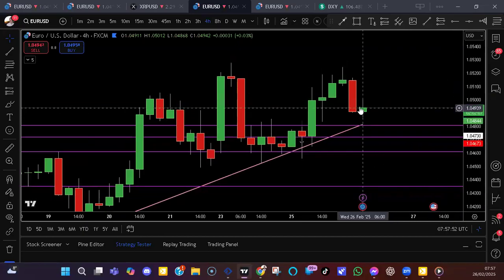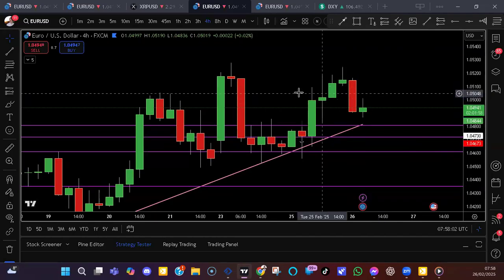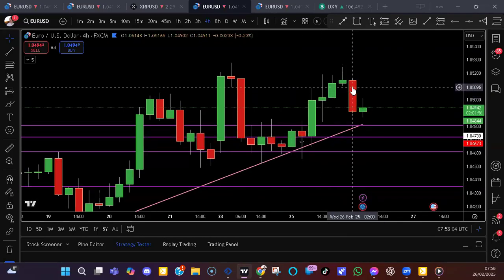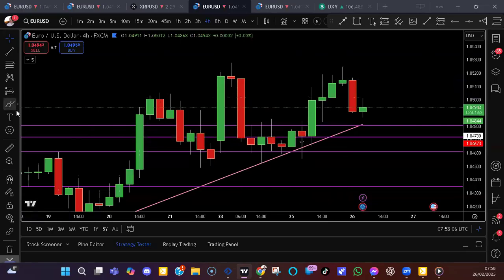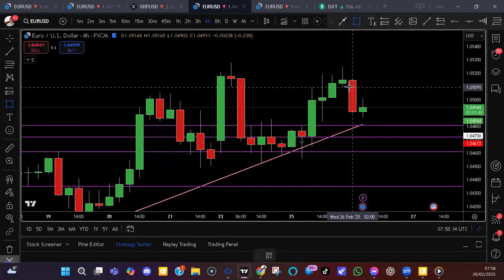And we've got a little bit of a pullback now. The euro wishing to go dollar higher, and we can see imbalance on this candle here. So that's fairly near to where we are. So it's prudent to draw that imbalance.